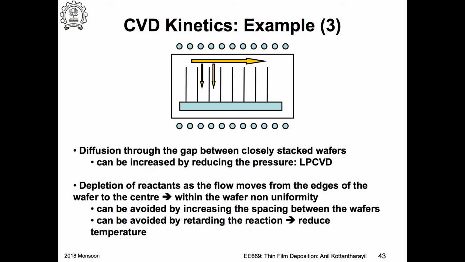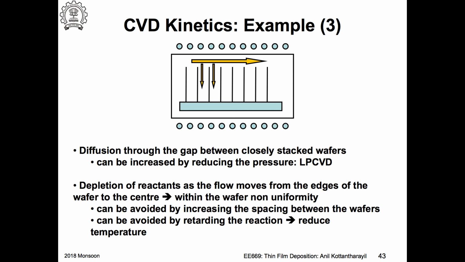So, you can see in this case, it looks much simpler. You have a cylindrical furnace, you have a boat that carries the wafers, you place them here, and diffusion through the gap between the wafers can be increased by reducing the pressure. So, that is the idea in an LPCVD. That is why you are able to place the wafers very closely spaced.